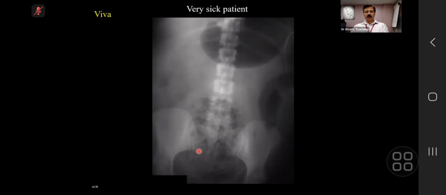Of course, it's very difficult, but you have to stretch your imagination. What is happening? So this patient, of course, is status postpartum. So the uterus is still large, and with that, there is gas here. So he's very sick. Thank you.